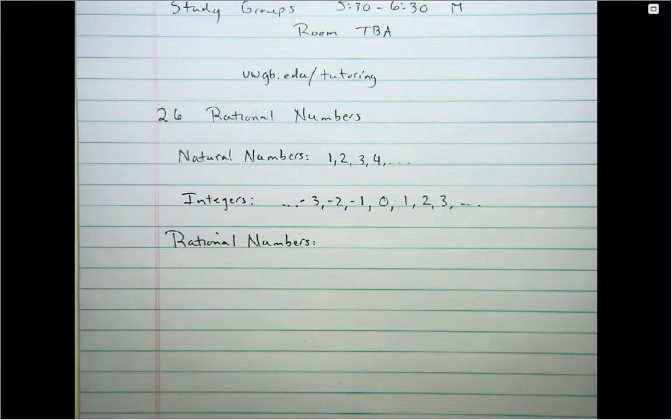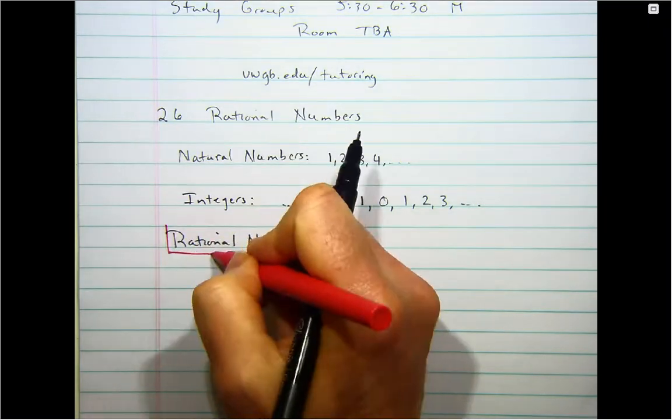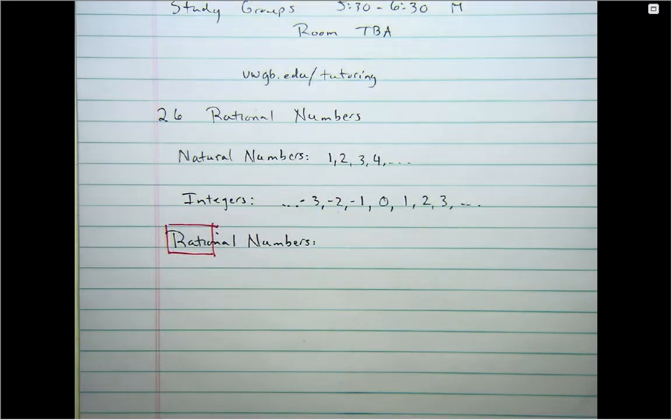Does anybody see a word in rational numbers that will help us know what rational numbers are? Ratio. Yeah, good. Ratio. So ratios. Rational numbers can be written as fractions.